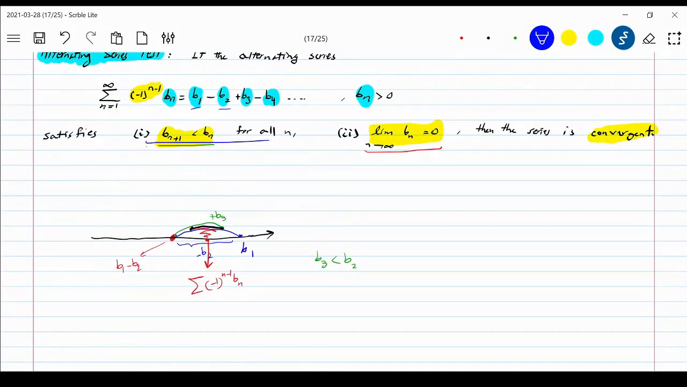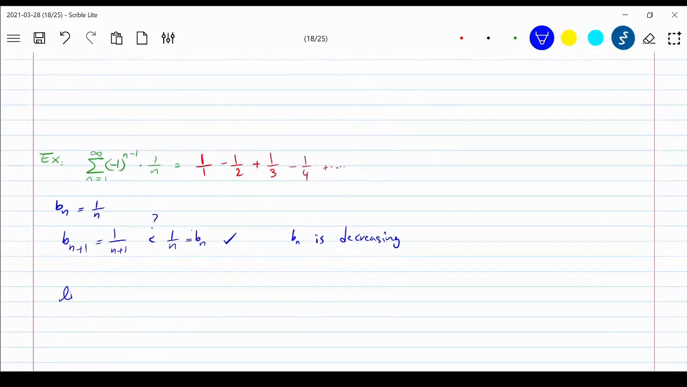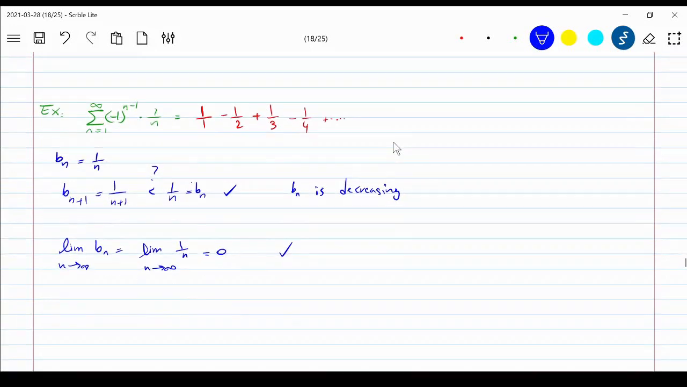of this alternating test. And the second condition is to calculate the limit. What is the limit of Bn as n approaches infinity? The limit of Bn, which is 1 over n, as n approaches infinity, simply becomes 0. Because n would be infinity, 1 divided by n infinite would be 0. And now this is satisfying the second condition of the alternating test. So what can I say? Now I can say, therefore, the summation of negative 1 to the power n minus 1, Bn, which in this case is 1 over n, is convergent.